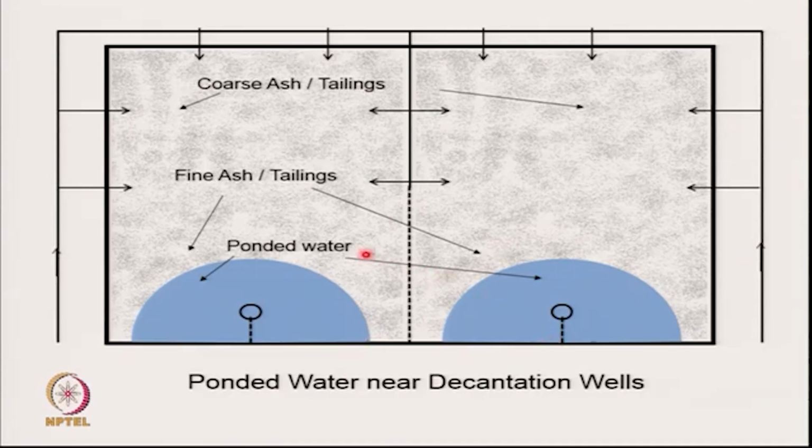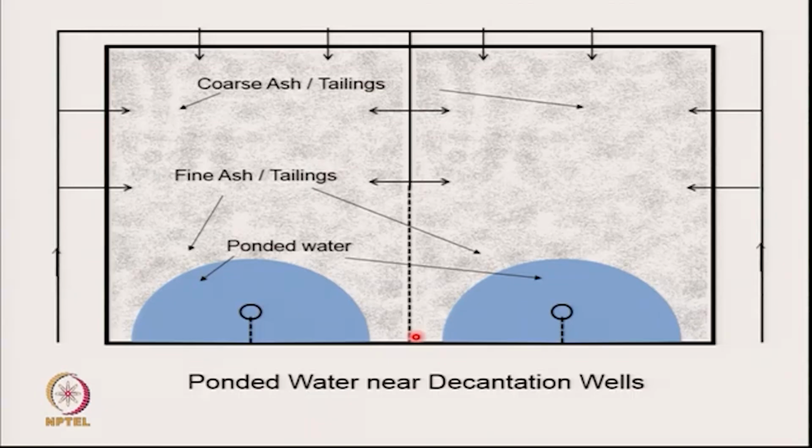So what happens? I have to raise this now by the upstream method. The upstream method means my new dike will come on the inside of the pond, right? Here, here, and here. So I can stop one of the ponds and allow this to dry up, and I can make my pond like that. The only problem is that on this end I am having fine tailings. So the strength is low.